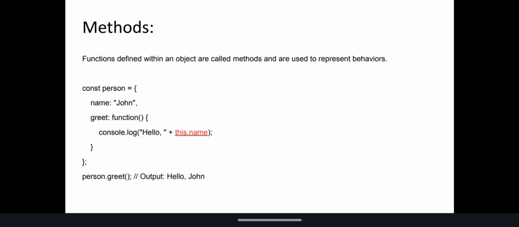Methods in JavaScript. Functions defined within an object are called methods and are used to represent behaviors. For example, const person equal to name John, and here greet function is defined, console.log hello plus this dot name, and we are calling the function using dot operator, and we get output as hello comma John.